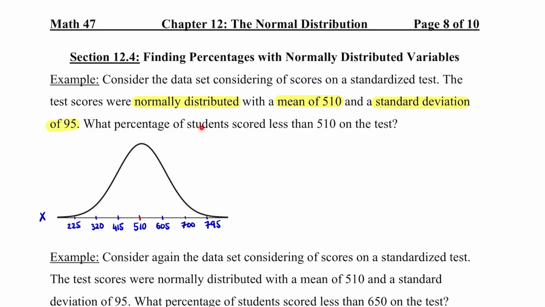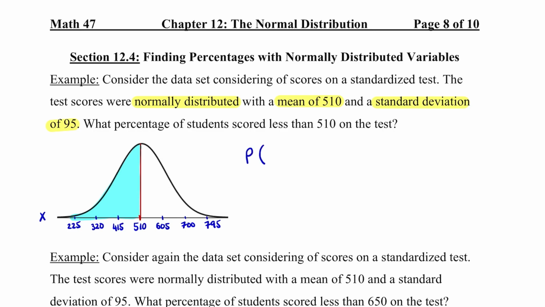What percentage of students score less than 510 on the test? So 510 is right here. Less than 510 is everything to the left of 510. So if I draw a vertical line down at 510, I want everything on this side because it says less than 510. So this side is less than 510. This side is greater than 510. I want everything on this side.